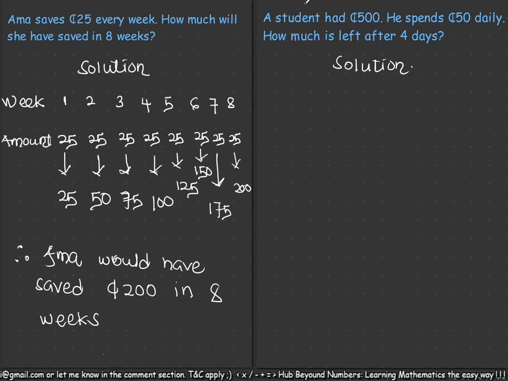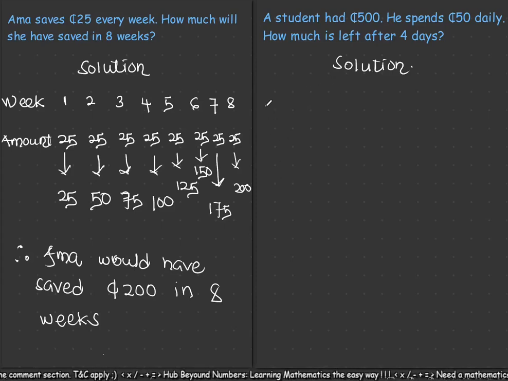Now, this next question says, a student had 500 cedis. He spent 50 cedis daily. How much is left after 4 days? Anytime you are asked a question, you need to be able to determine if it is either a forward skip or a backwards one. For this, he has 500, and then it is being spent 50 cedis daily. So it simply means the amount he has will be reducing, and that is a backwards one, you see. So mentally, we can write this over here.